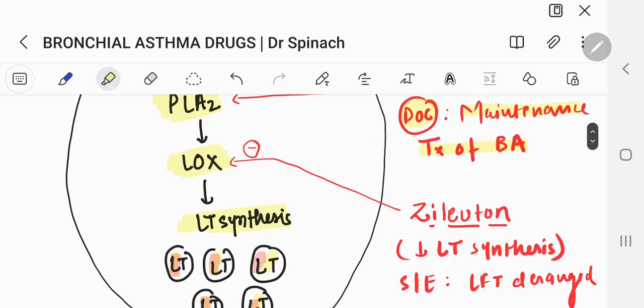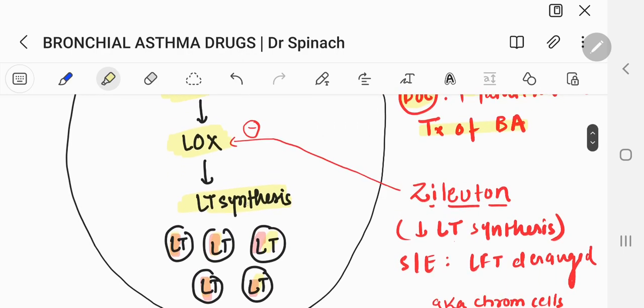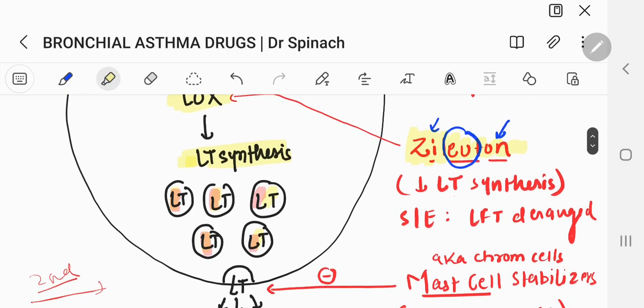The third thing that we can do is block the synthesis of leukotriene, and this can be done by using Zileuton. Zileuton is basically an inhibitor of leukotriene synthesis, which we need to inhibit. The important thing about Zileuton is its side effect: it deranges the liver function. When you do an LFT, it will be deranged. That's why it has been taken off from the market.